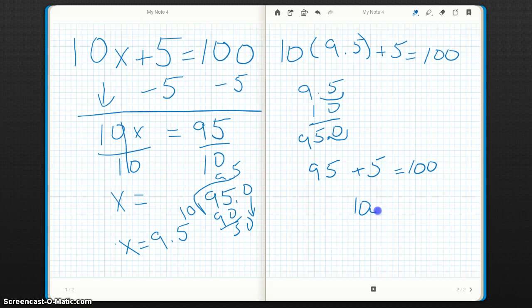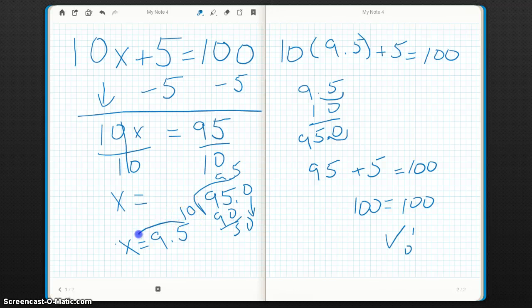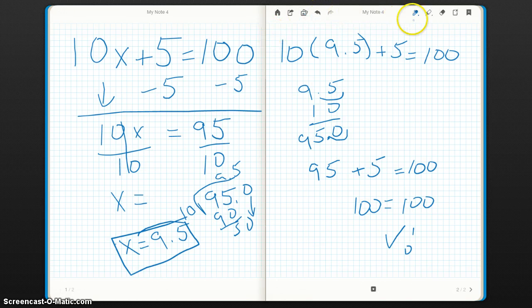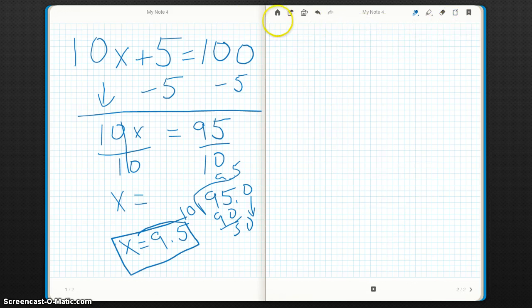And 100 equals 100. Yay for us. That checks out. We're good. I know I have the right answer, that 9.5 and x are the same value. Let's get that boxed in. There we go. Now I have the right answer. All right, so that's all well and good. I think that for the most part, these types of lessons that I'm going to show you are going to be fairly easy and straightforward.